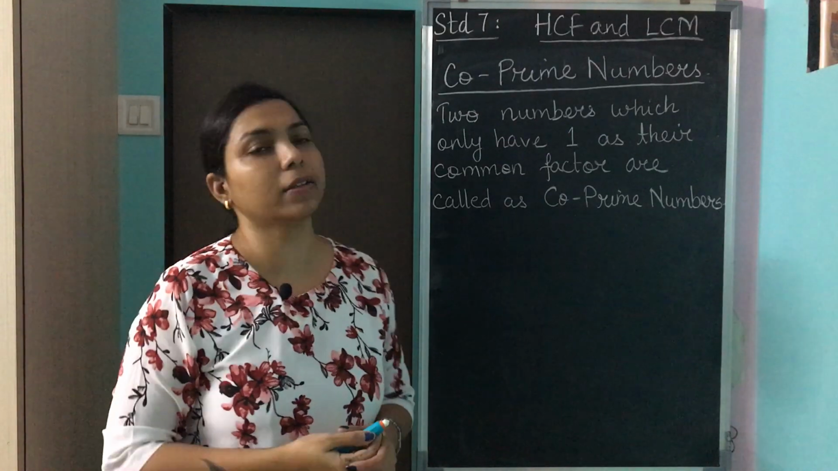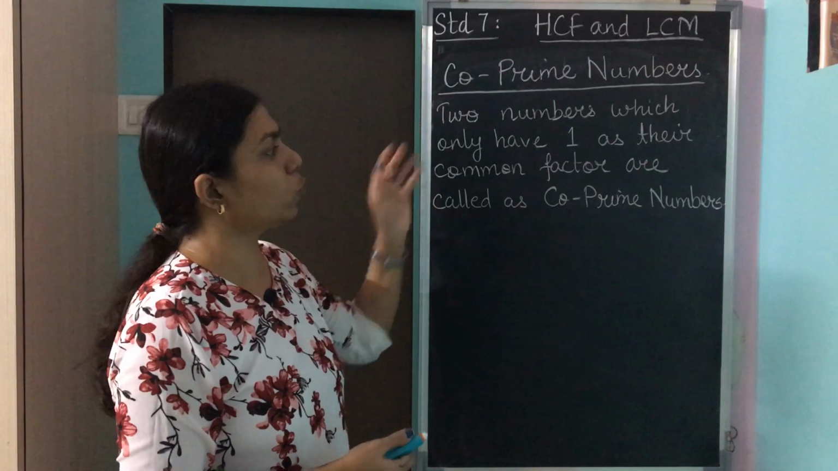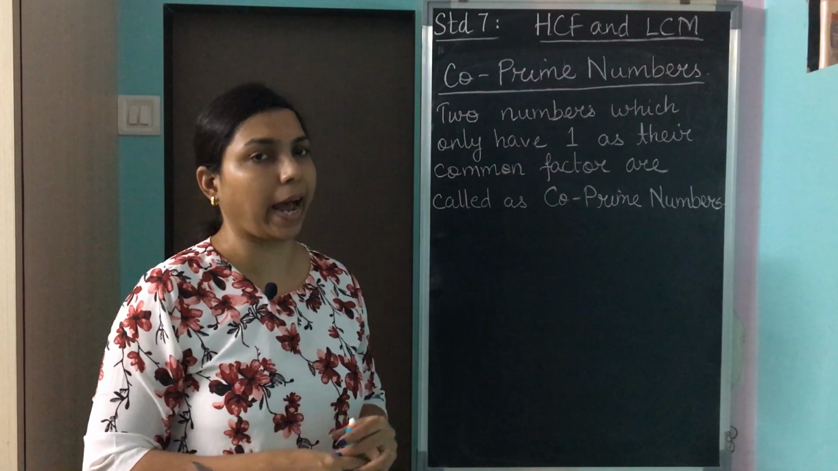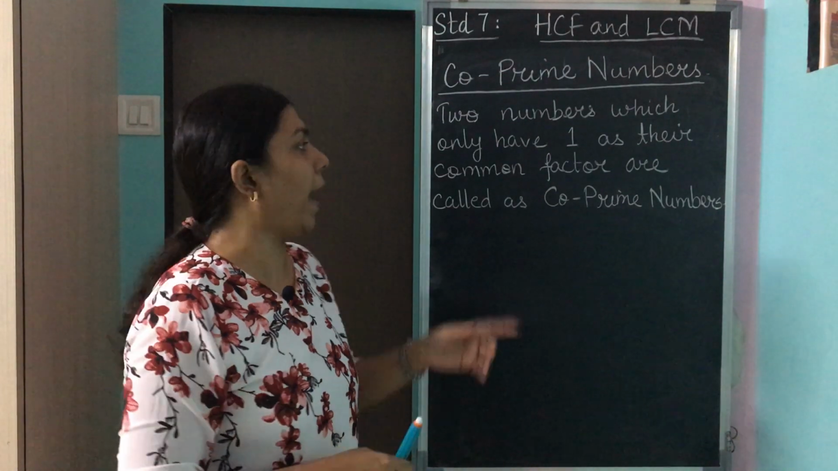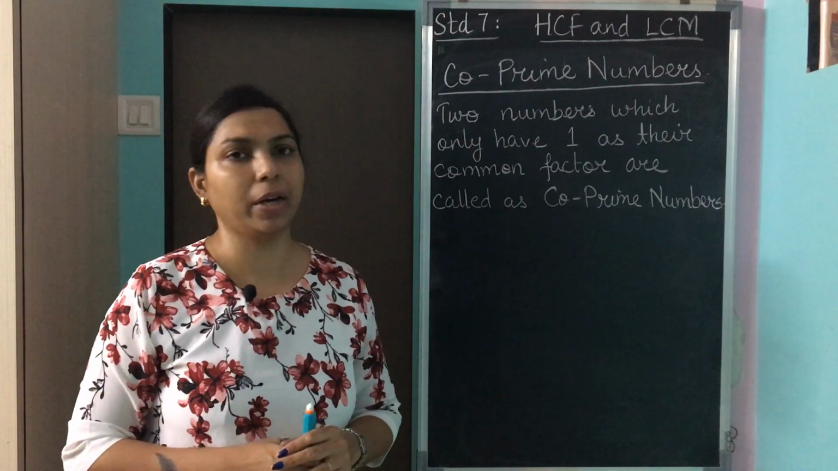The next part is called co-prime numbers. What I have written over here: two numbers which only have the number 1 as their common factor are called co-prime numbers.